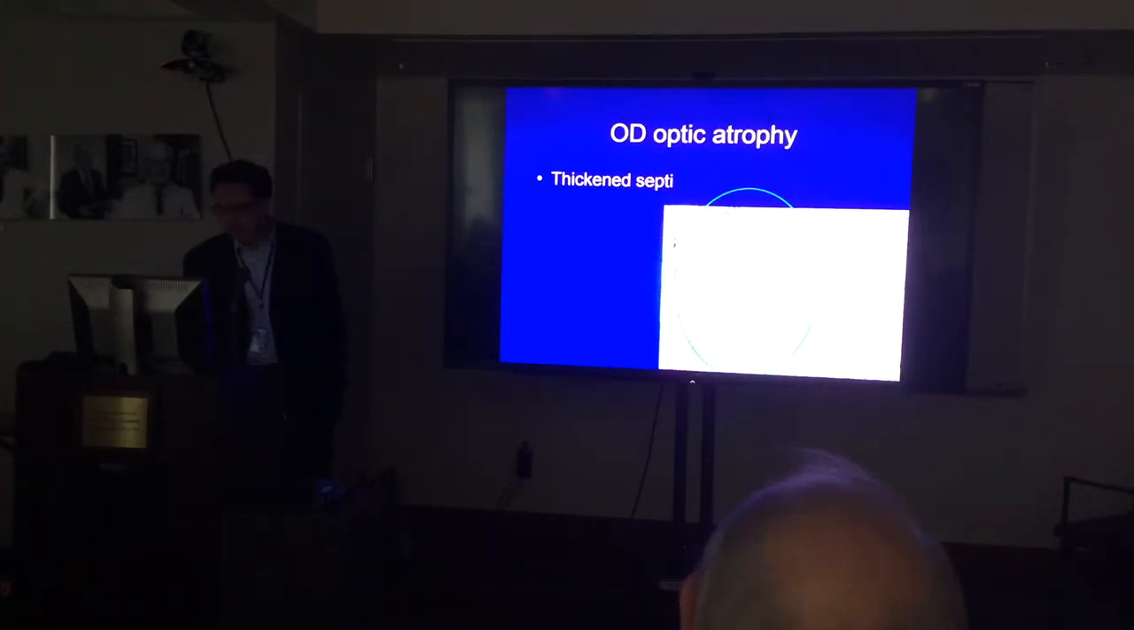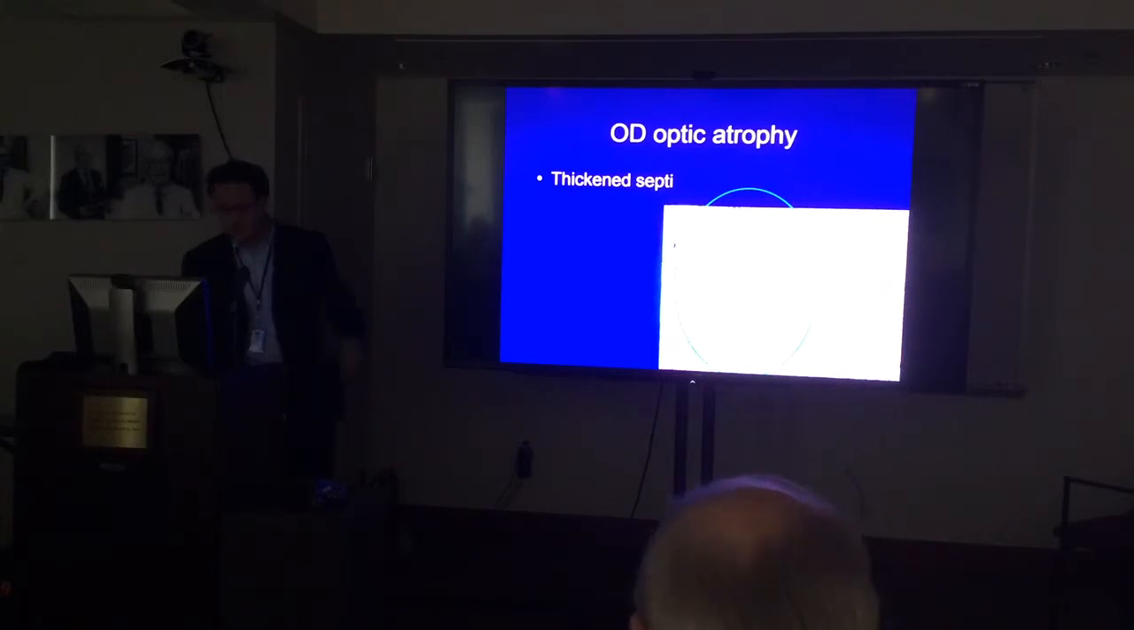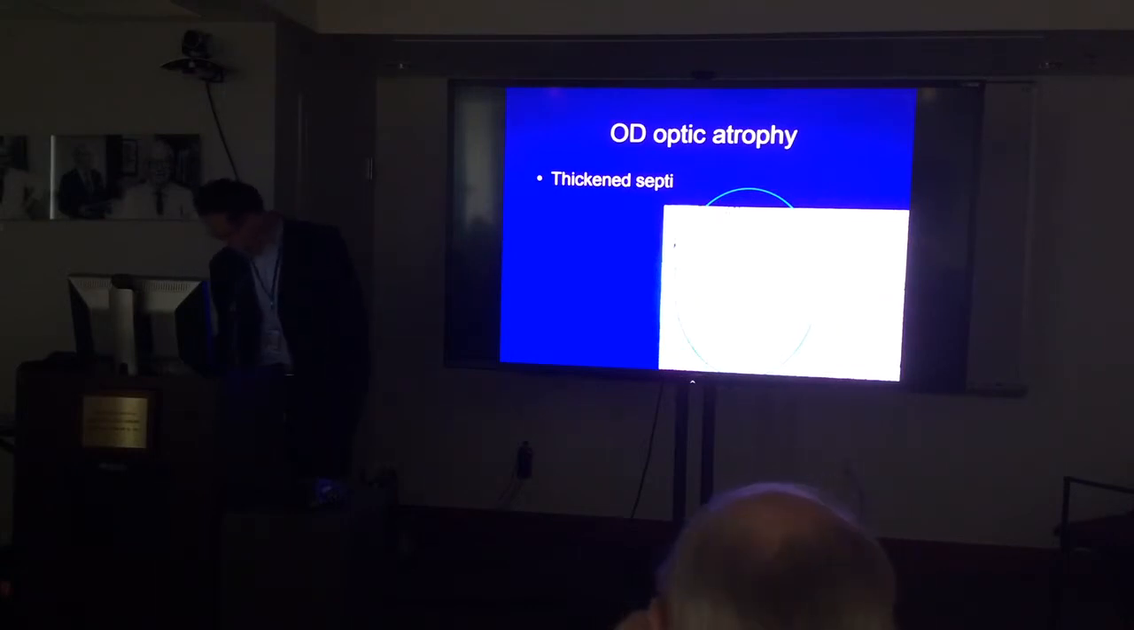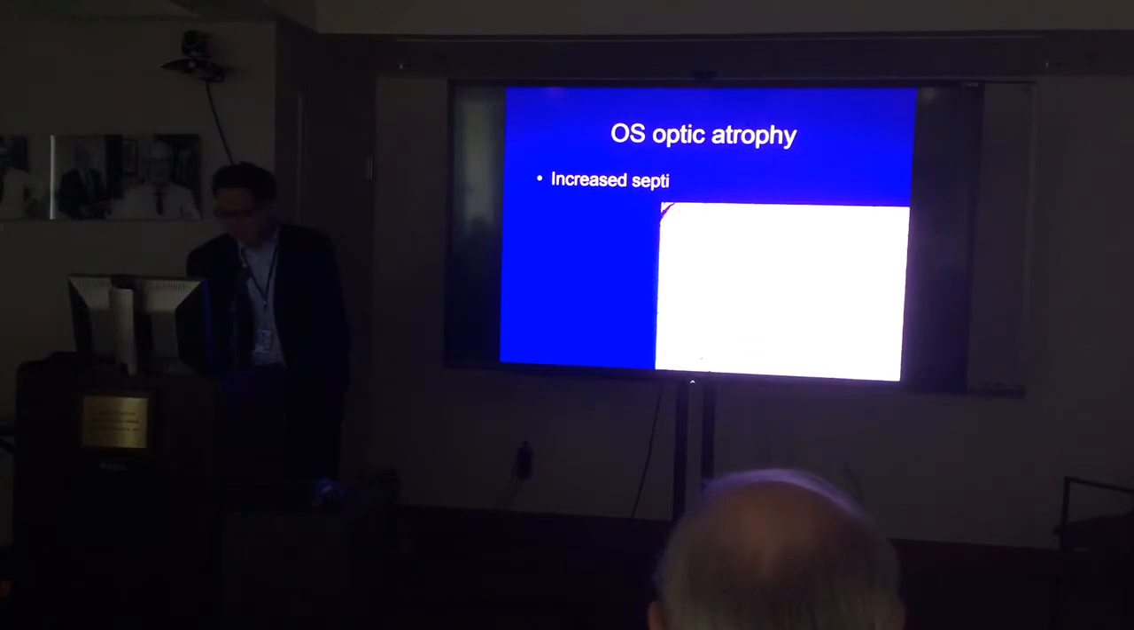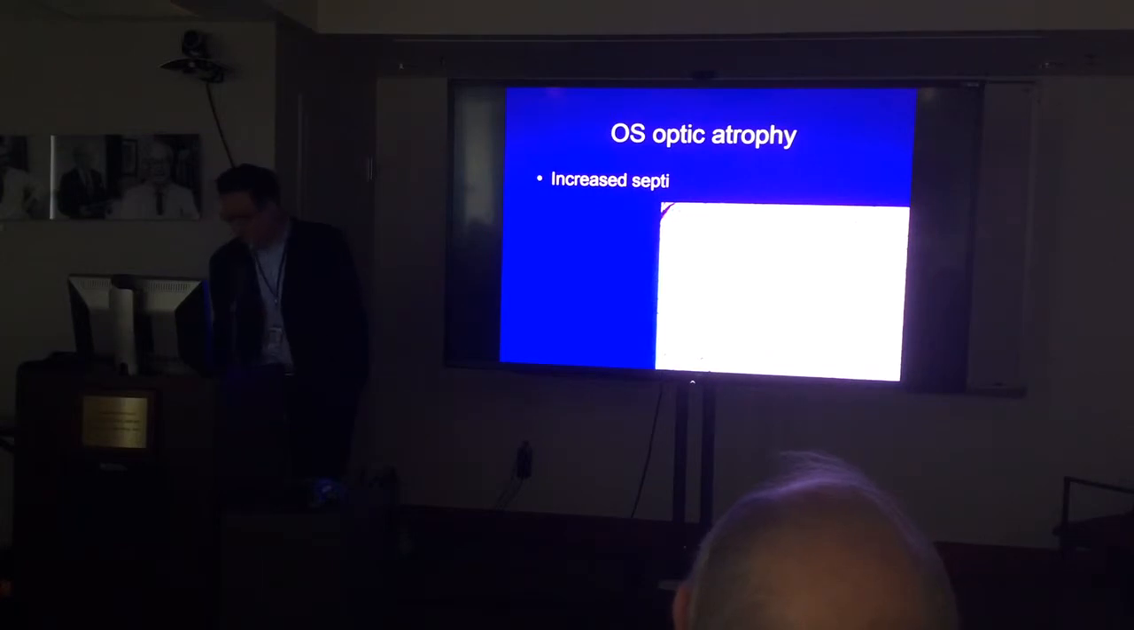Regarding the optic nerve, this is what we found. This is the posterior optic nerve. This is anterior and this is posterior. And what you can see here is increased septae in the optic nerve, which is a sign of optic atrophy. The left eye is similar. The left eye once again shows this increased septae, suggesting bilateral optic atrophy.